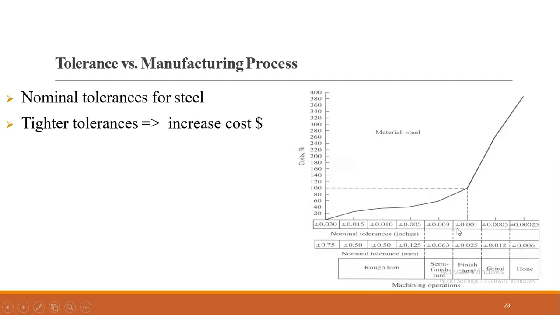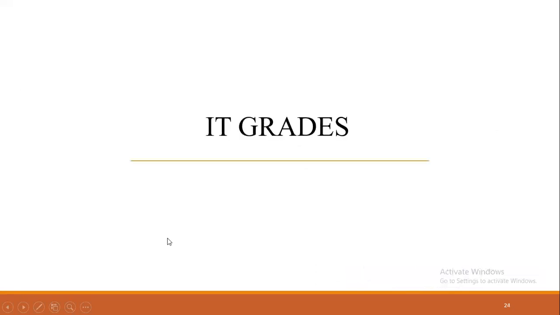If you go to a higher tolerance grade, meaning tighter tolerance, you will get a higher cost. If you use a looser tolerance, you will require less manufacturing cost. So tighter tolerance increases the cost.